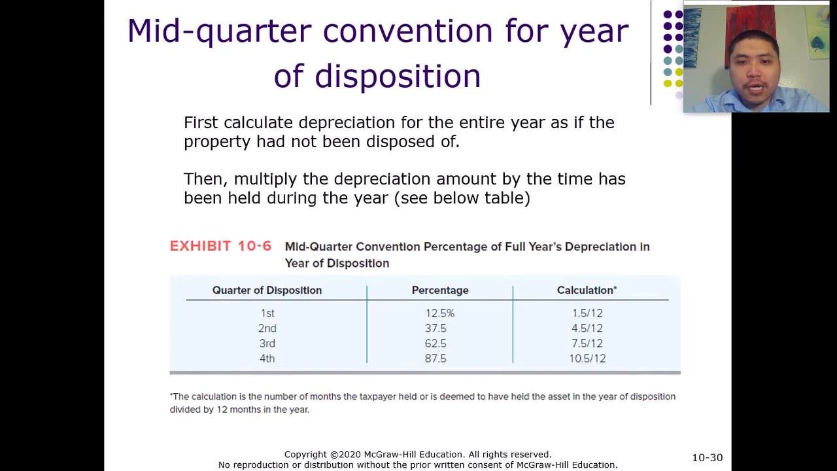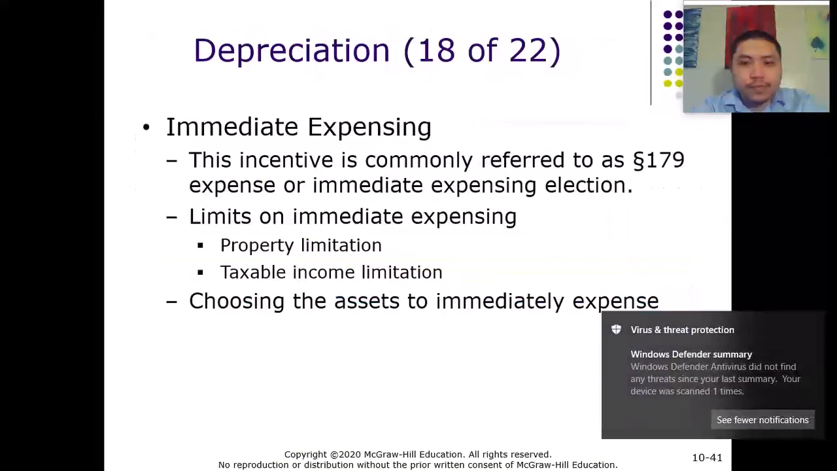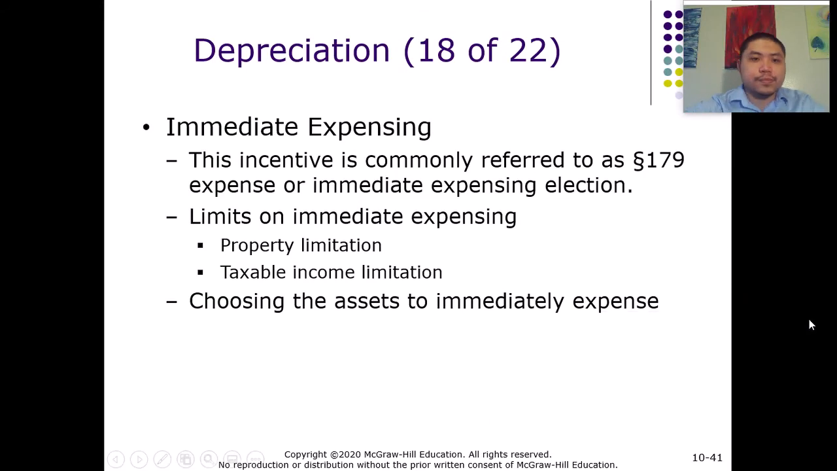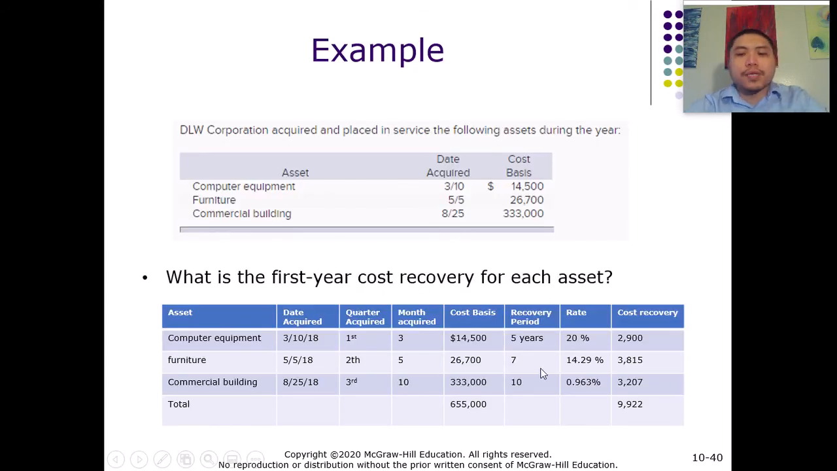Now we go back to our problems. For the computer, 5-year recovery period, the rate is 20%. And for furniture, the rate is 14.29%. So we take the cost basis times 20%, and that gives us the cost recovery, pretty much the depreciation expense for computer equipment. Similarly, for furniture, we take the cost basis, which is 26,700 times 14.29%, the rate that we just saw. And that gives us 3,815 of depreciation. So these 2 are personal properties, right?